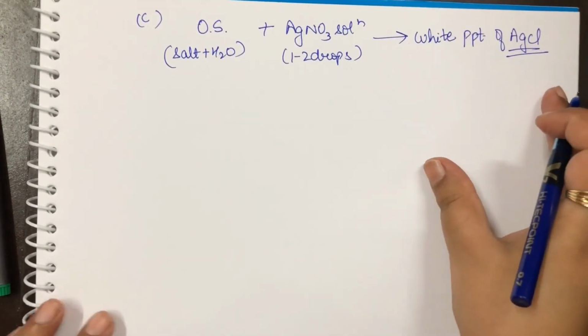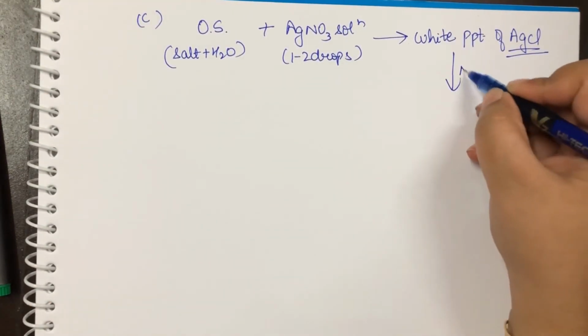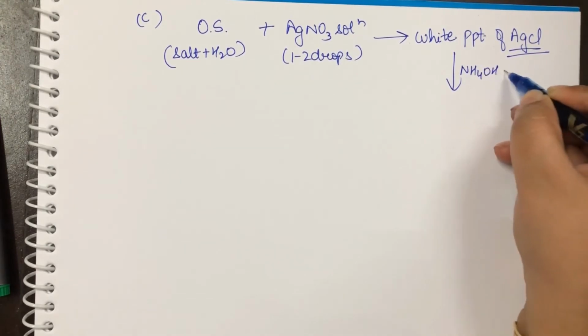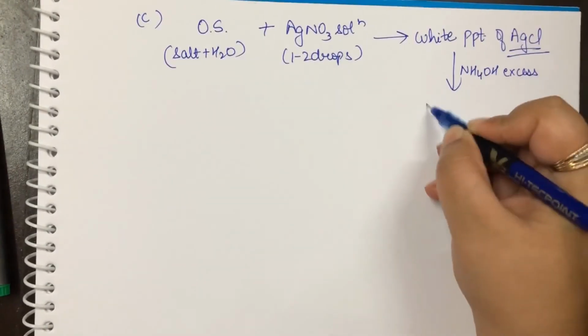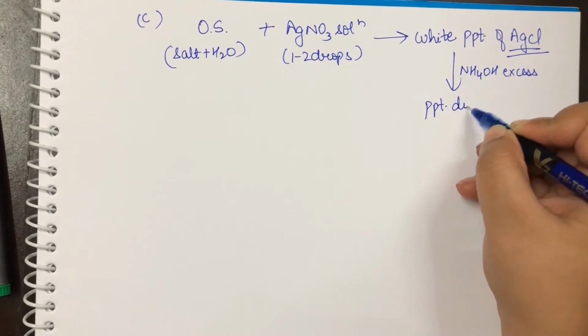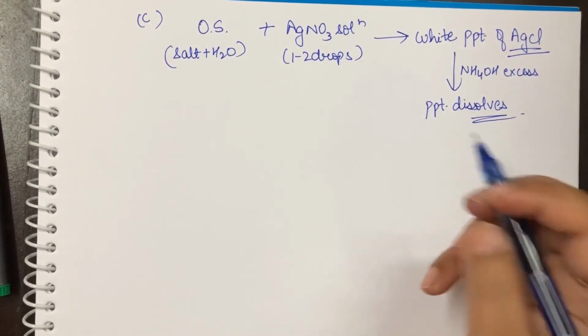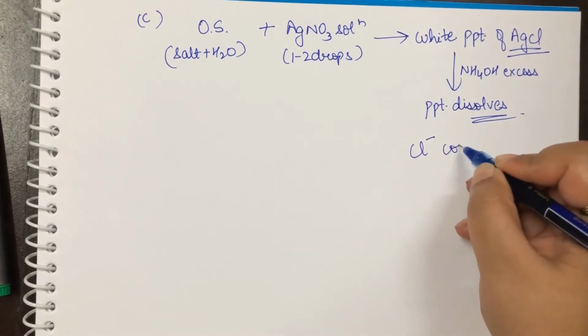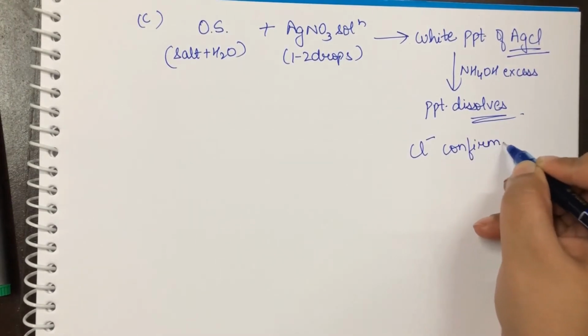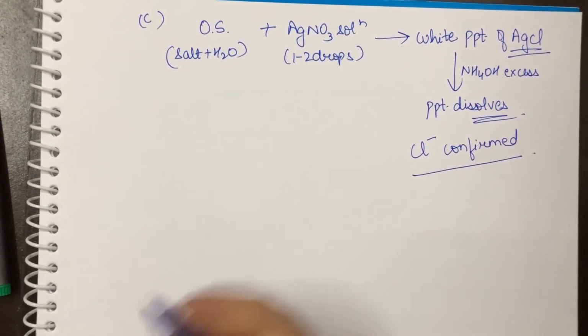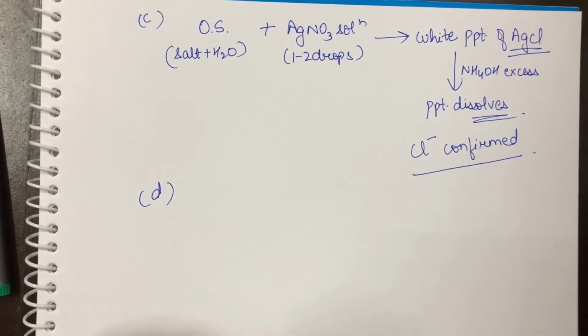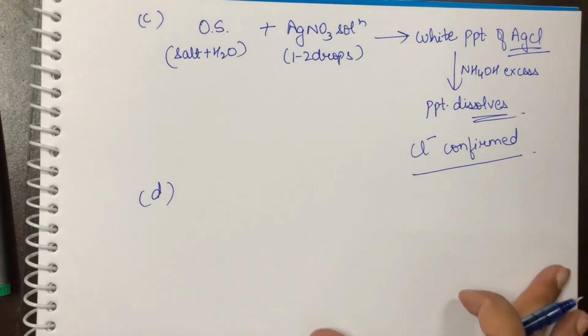Now what you will do is you will add ammonium hydroxide in excess. And the white PPT that was formed in the above test dissolves. Then again, chloride is confirmed. This is the third confirmatory test. And then you have one last option, which is very important from the point of view of Viva also.